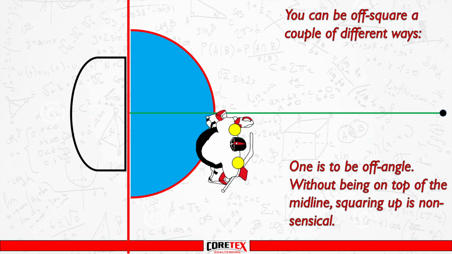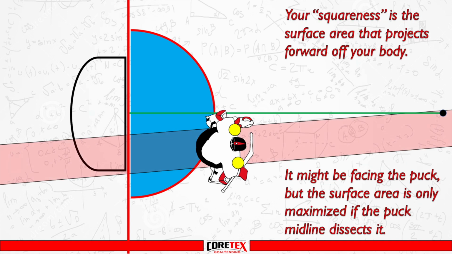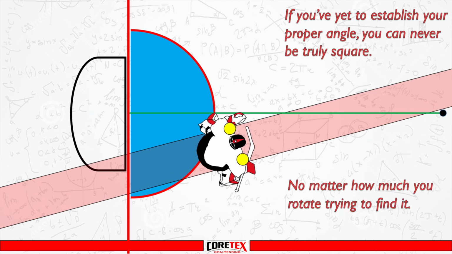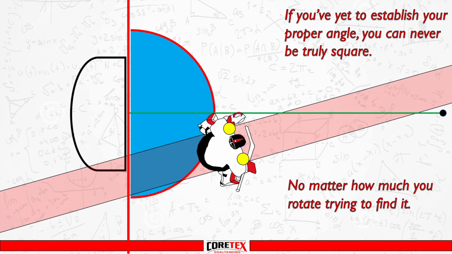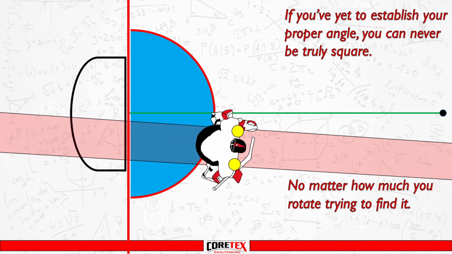One of those ways is to not be on angle. This is that nonsensical trying to square up to a puck before you're on angle. So although you might be facing the puck, remember that the surface area that you're covering in front of you, that red zone on this graphic, extends directly behind you as well. And you can see how even though you might be facing a puck, that surface area that you're covering, that actual part of the net, has nothing to do with a proper angle. You can try and tweak it and rotate all you want, but you're never going to find square if you're off angle.